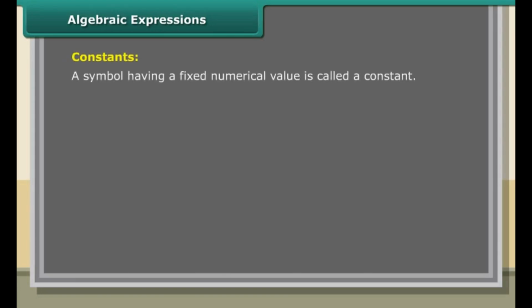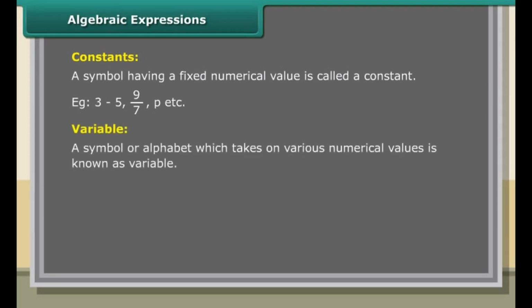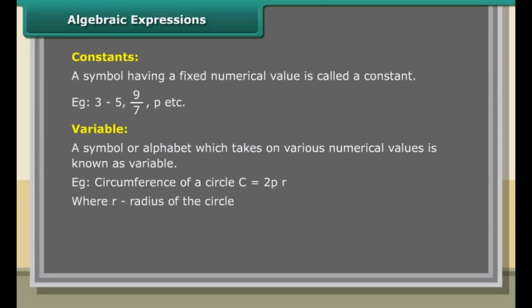Algebraic expressions. Constants. A symbol having a fixed numerical value is called a constant. Example, 3, minus 5, 9 upon 7, π, etc. Variable. A symbol or alphabet which takes on various numerical values is known as a variable. Example, circumference of a circle C is equal to 2πr, where r is the radius of the circle. 2π is constant, C and r are variables.